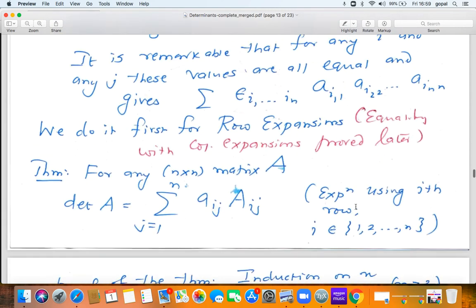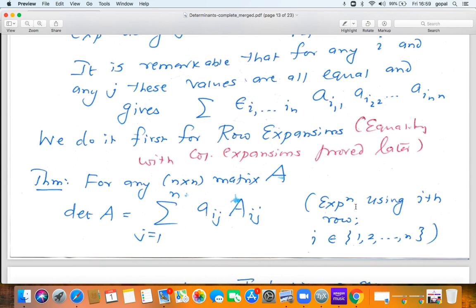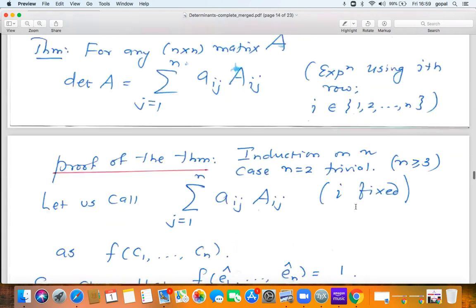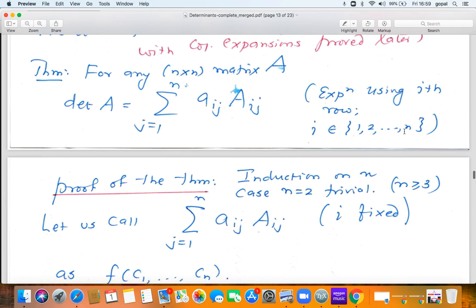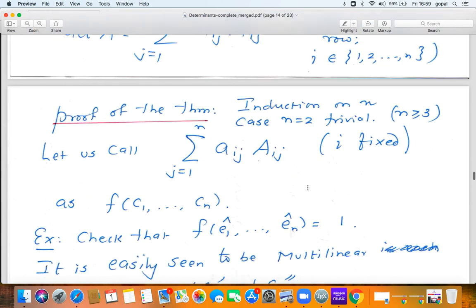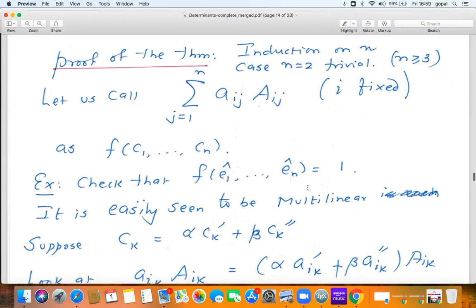So for an n cross n matrix A, determinant of A equals summation j from 1 to n of aij times capital Aij, the expansion using the ith row. Let us prove the theorem. The theorem is proved by induction on n. The case n equal to 2 is completely trivial, so we assume that n is greater than or equal to 3. We assume that the theorem has been proved for n minus 1 by n minus 1 determinants.